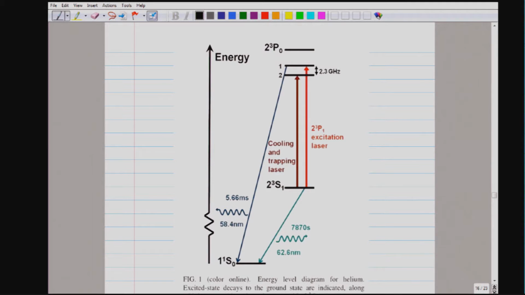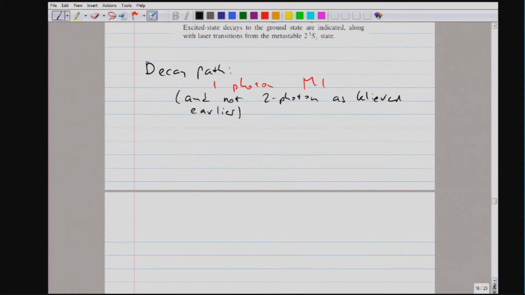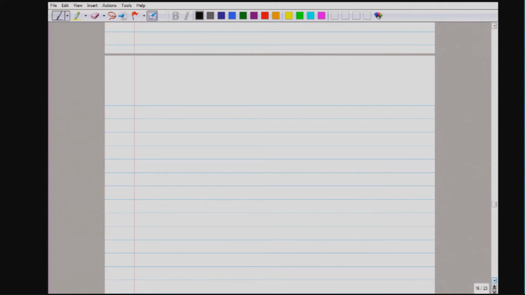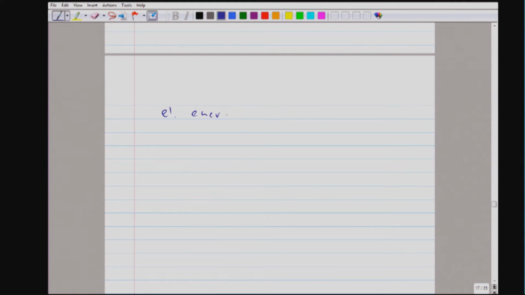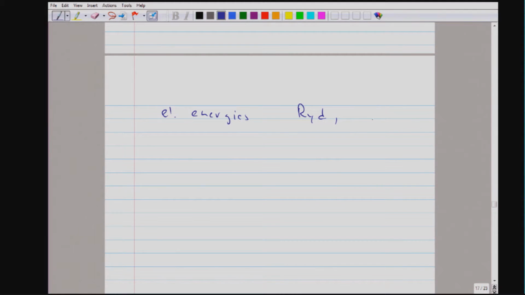Okay, so that's pretty much what I wanted to tell you about electronic structure, the hydrogen atom, and special features of the helium atom. So we can now proceed from electronic energies, which were on the order of a Rydberg, or remember atomic units, the fine structure constant squared times the rest mass of the electron. So we've taken care of those energies, and now we want to take care of smaller corrections.